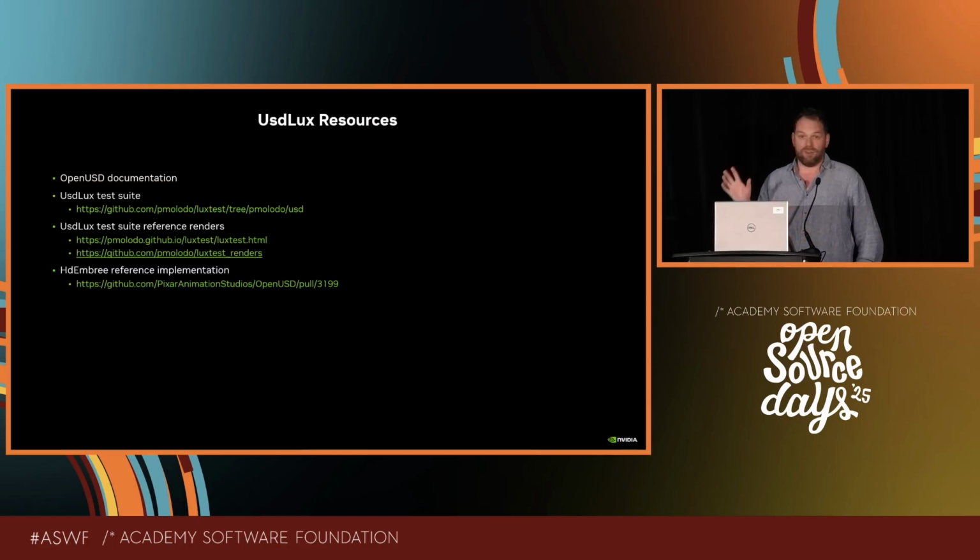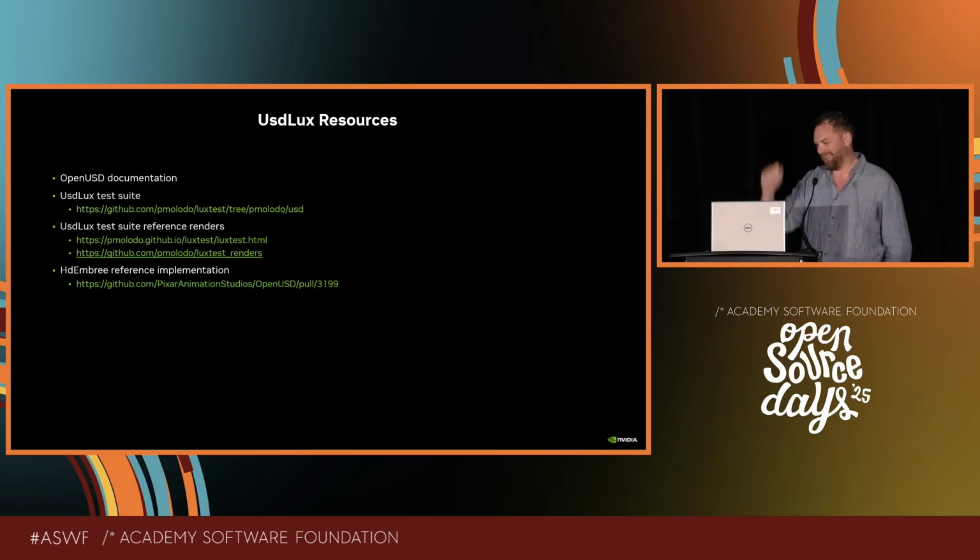These and all the other changes are now specified in the UsdLux documentation as of 25.05. So if you're a renderer author, please refer to that and the test suite at the links we have here for all the details to update your renderer to be conformant. The HdEmbree reference implementation is currently still in an open PR, but hopefully that will be merged soon, right, Tom? Yeah, a thumbs up, thank you.